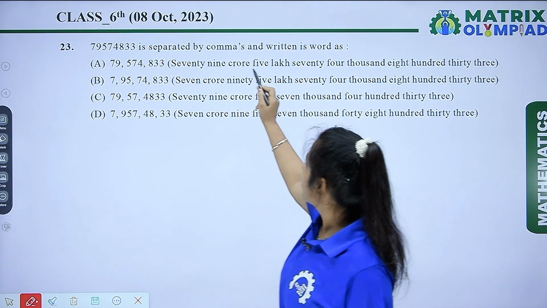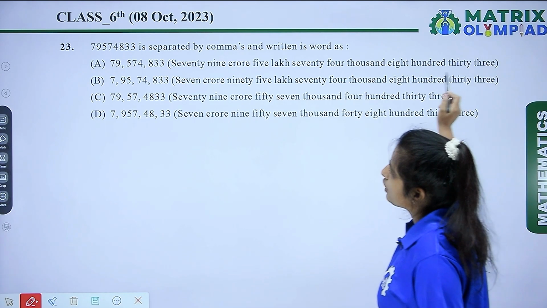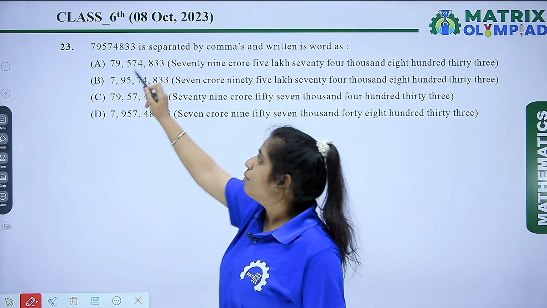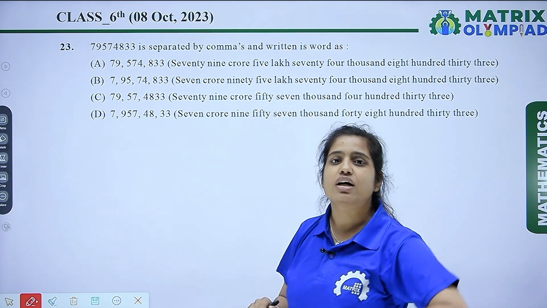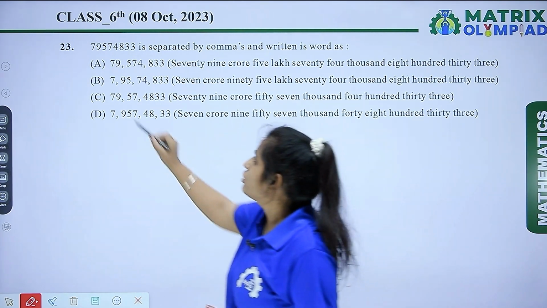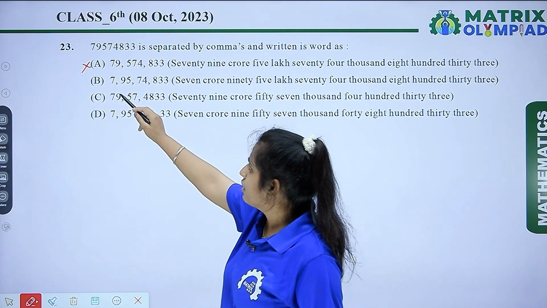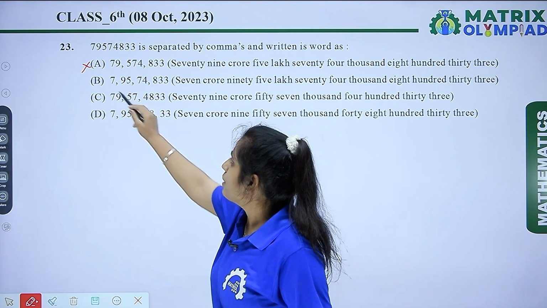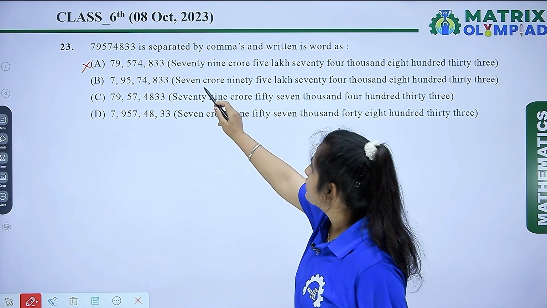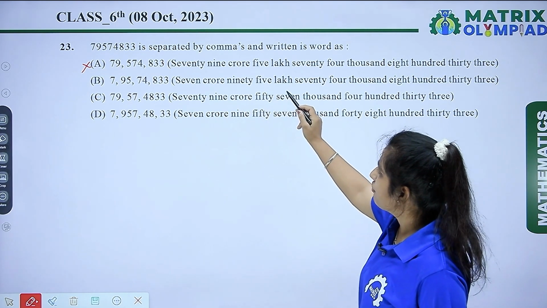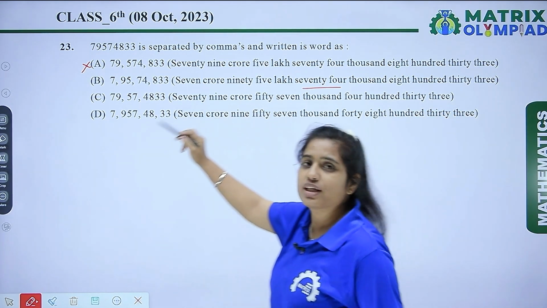It's 79 crore 5,74,833. Now you can see that the commas are placed according to the international system, but the word formation is according to the Indian system. So this option is incorrect. Now the next is B part. In this, the commas are placed according to the Indian system and here it is written 7 crore 95 lakh 74,833. So this option is correct.